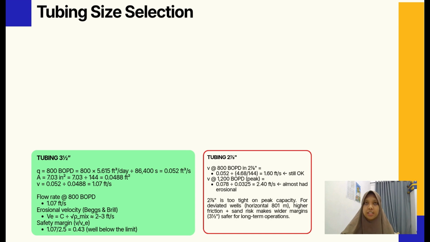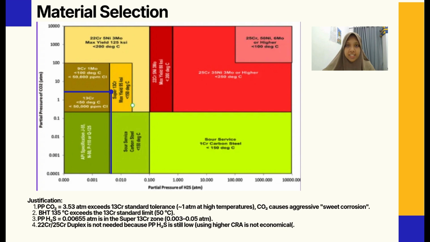And why did we not choose the 2 7/8-inch tubing? Well, it is acceptable, but it becomes higher risk at our peak capacity of 1,200 BOPD, where the velocity reached 2.4 feet per second, almost hitting the erosional limit. So we chose 3.5-inch tubing to maintain the long-term integrity and to mitigate the sand risk in our deviated well.